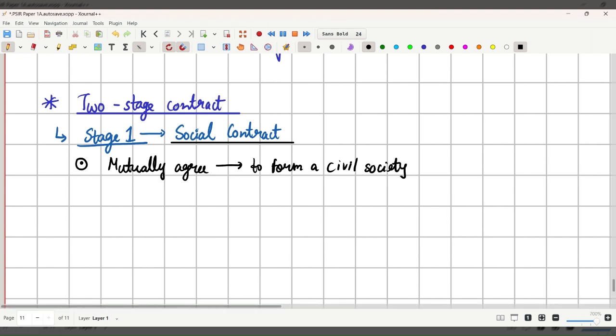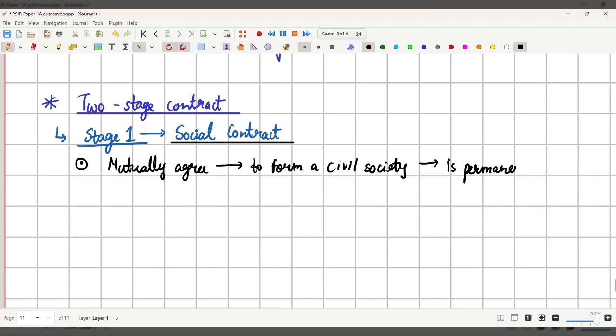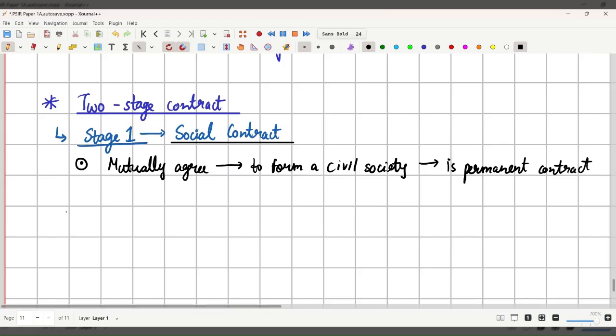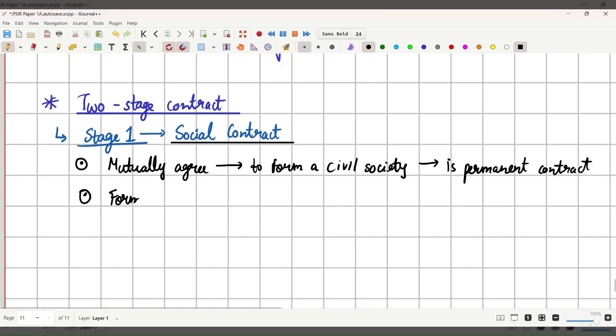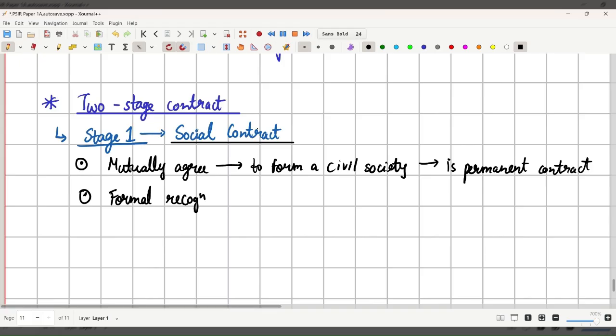And this contract is between the individuals and is permanent. Then the second stage. So basically, this first stage is the formal recognition of fellow men.